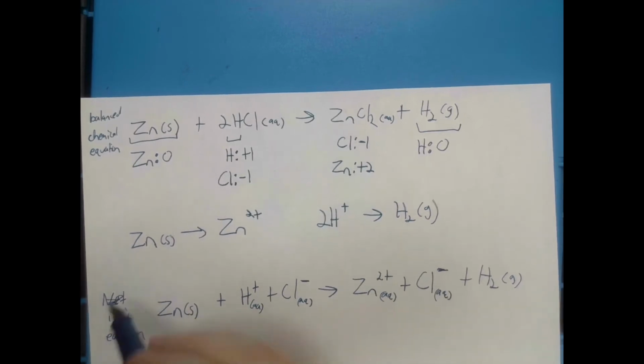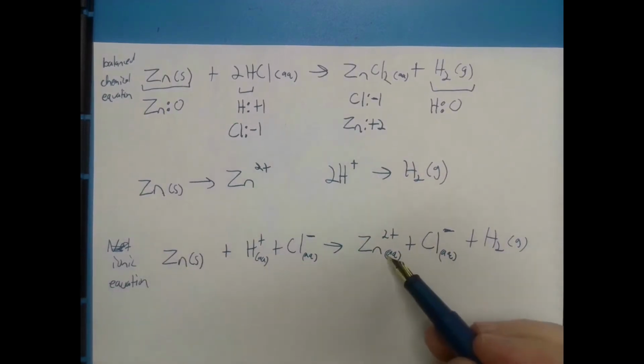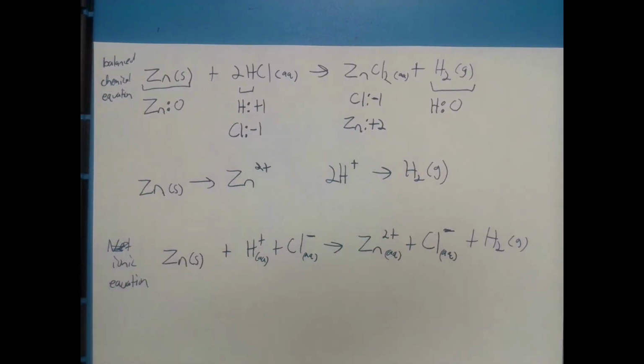So this isn't the full one yet. What is the spectator ion in this? Which one doesn't contribute to the overall reaction? Which one is still on both sides unchanged? This goes from a solid to an ion. We have chlorine and chlorine.